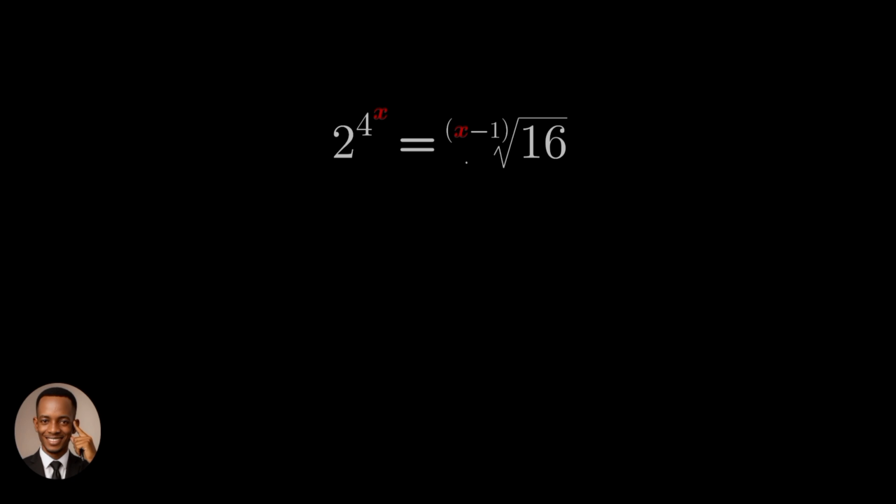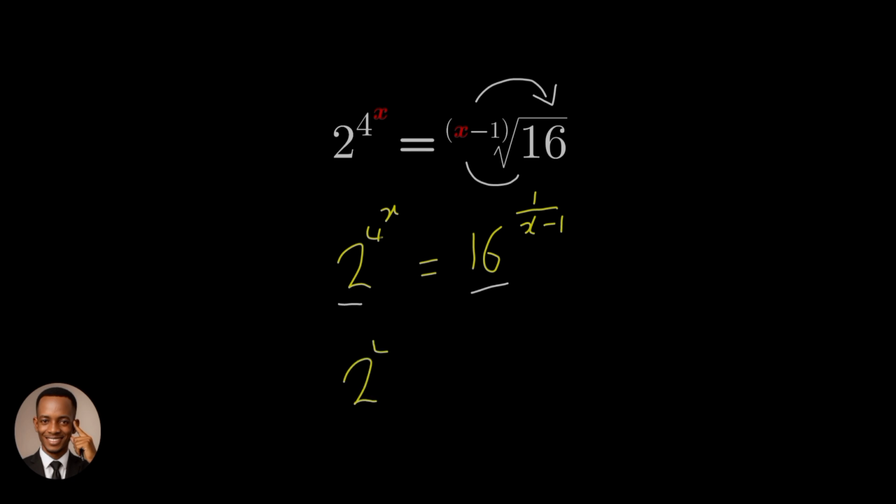Now the first method we are going to be using is the standard indices method to simplify this equation. According to the law of indices, whenever we have roots like this, roots can be converted to a fractional power. So we can rewrite this as 16 to the power of 1 all over x minus 1. Then 2 to the power of 4 to the power of x will be equal to that. Also according to indices, let us try to make the base equal so we can cancel them out. Therefore, we can write this as 2 to the power of 4x equals 16, which can be written as 2 to the power of 4 times 1 all over x minus 1.